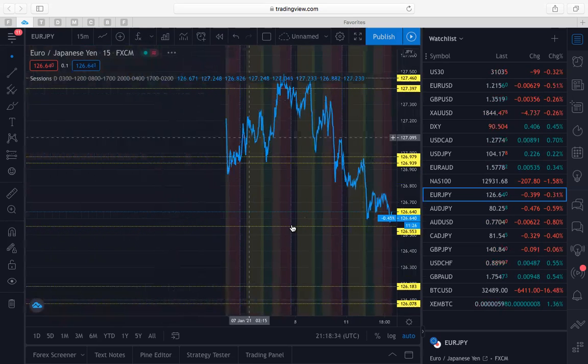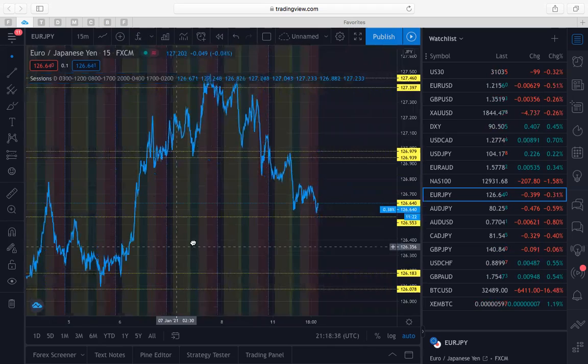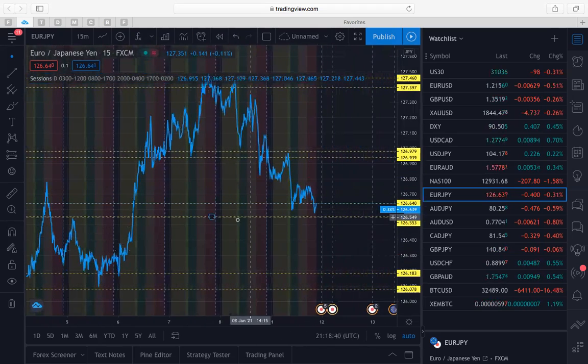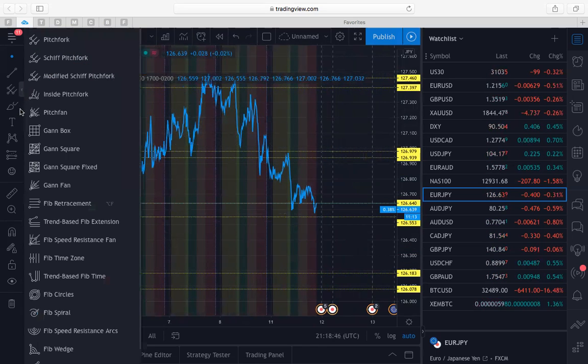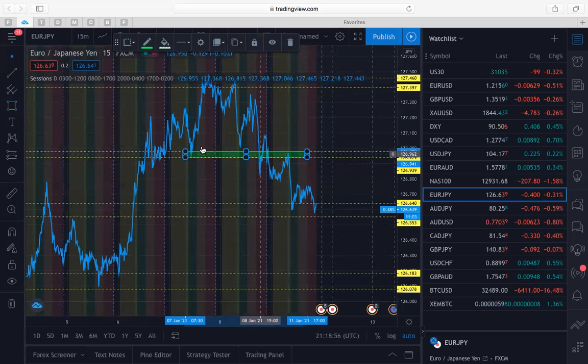So you can see I've already taken all the zones for this, right? Apart from this here, but you can see I took this zone because of this part here. You can see this resistance here, showing there's a resistance at this point, a support at this point, and resistance here.